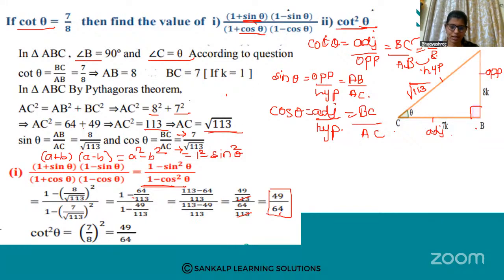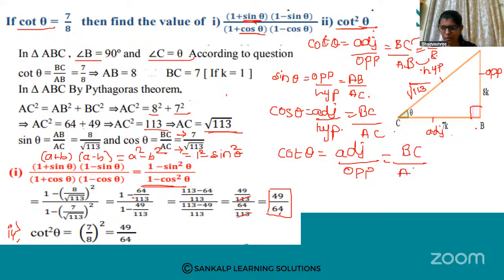Next, they have asked cot square. This is the second question. So what is cot theta? Dear children, cot theta means adjacent side divided by opposite side. Adjacent side is BC, opposite side is AB, right? BC divided by AB. BC is 7, AB is 8. So cot square theta we want is 7 by 8 whole square. 7 square is 49, 8 square is 64. Understood? This is the value of cot square theta. Understood?